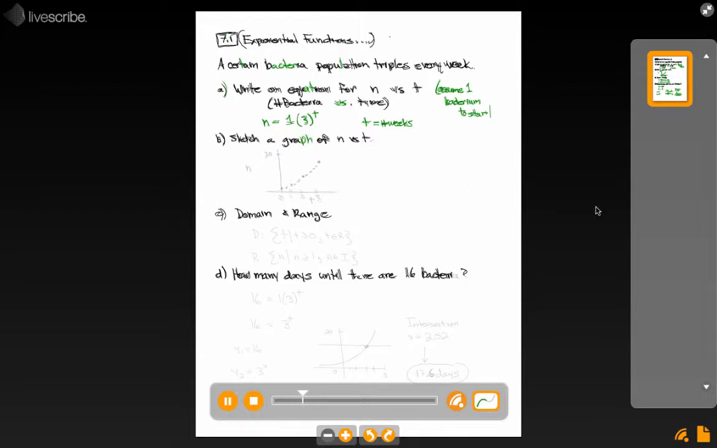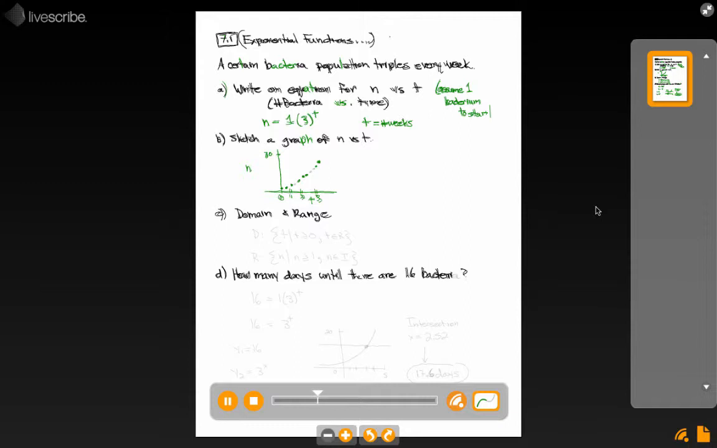Second question. We're asked to sketch a graph of n versus t. So we need our time in weeks on our x-axis, our n, our number of bacteria, on the y-axis. I'll just do it for the first few weeks. On week 0, we have 1 bacterium. On week 1, we have 3. Week 2, we have 9. Week 3, we have 27. So our scale needs to be somewhat appropriate so we can see those points.